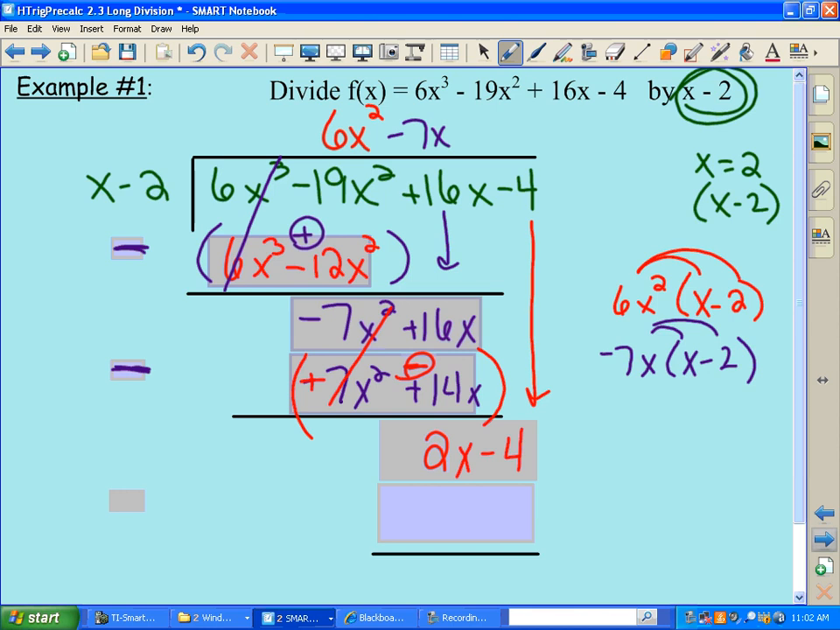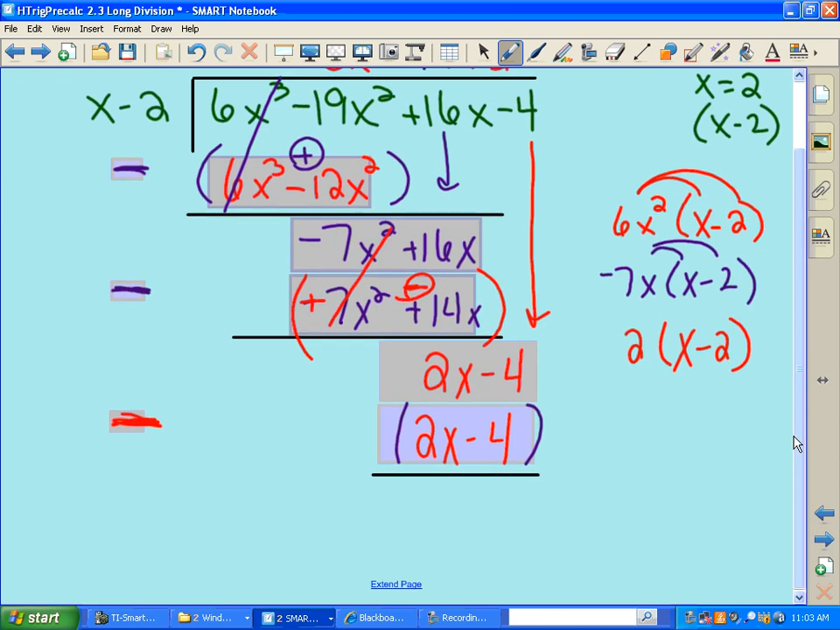So, I have an x, but I need to make it 2x. So it needs to be multiplied by 2. So 2 times x minus 2 is 2x minus 4. What's the remainder? Nothing. It's a 0.